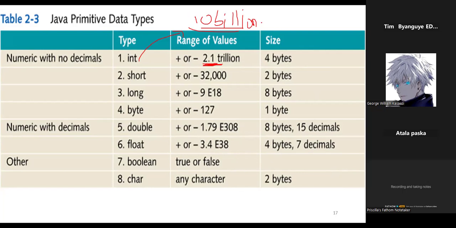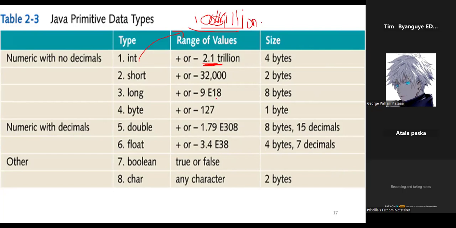Maybe now I have 10 trillion instead of billion. Maybe you're saving the money for a certain multi-billion organization, and it goes beyond billions and it is now in trillions. You will save that as long.